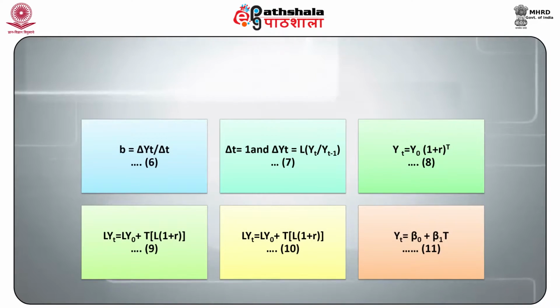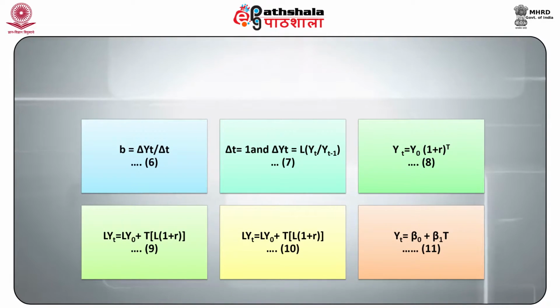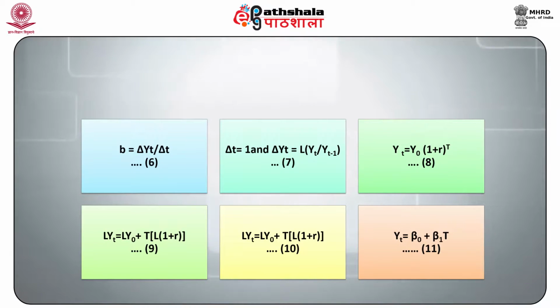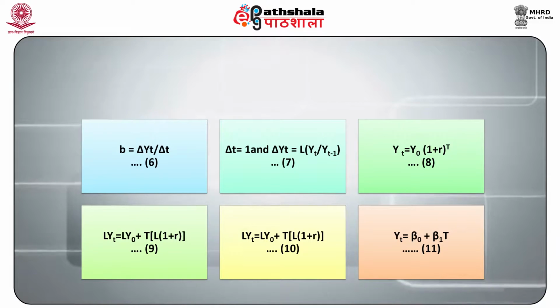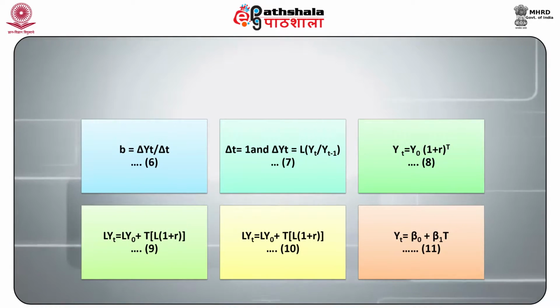Now in terms of a regression equation, b is always treated as delta y upon delta x. Here delta y is yt and here x is not x but it is time. Therefore b is equal to delta yt upon delta t, and we know that delta t is the addition of one time period, which is simply 1, and delta yt is nothing but the change in the left hand side variable, which is log of yt. This could be expressed as log of yt upon yt minus 1.